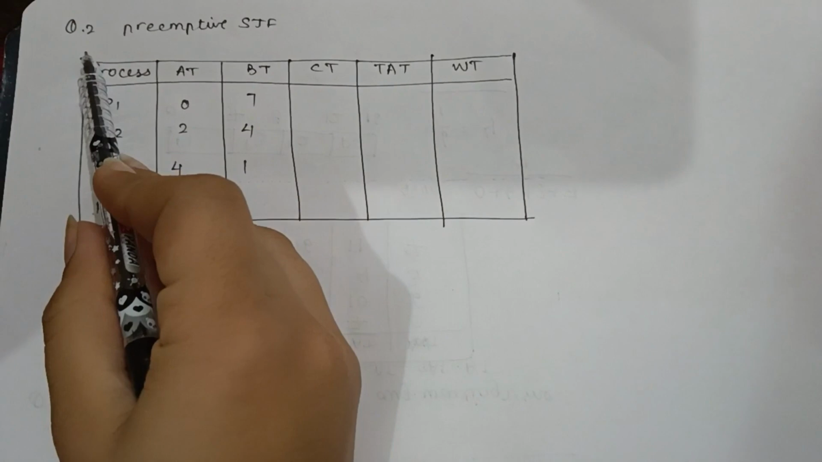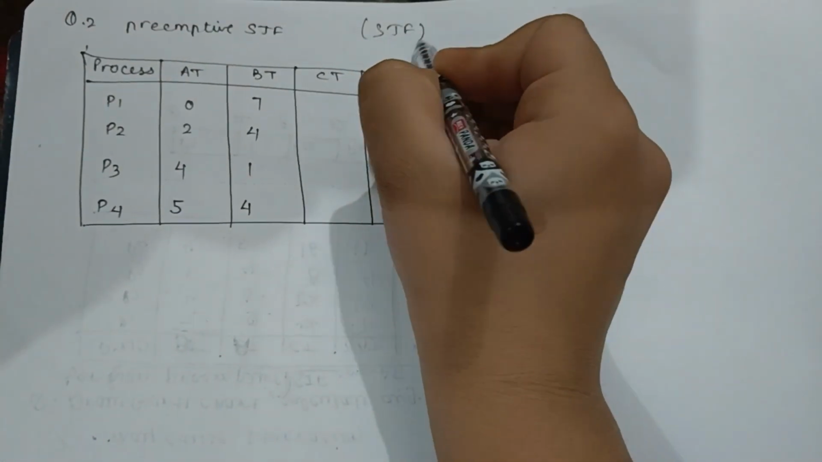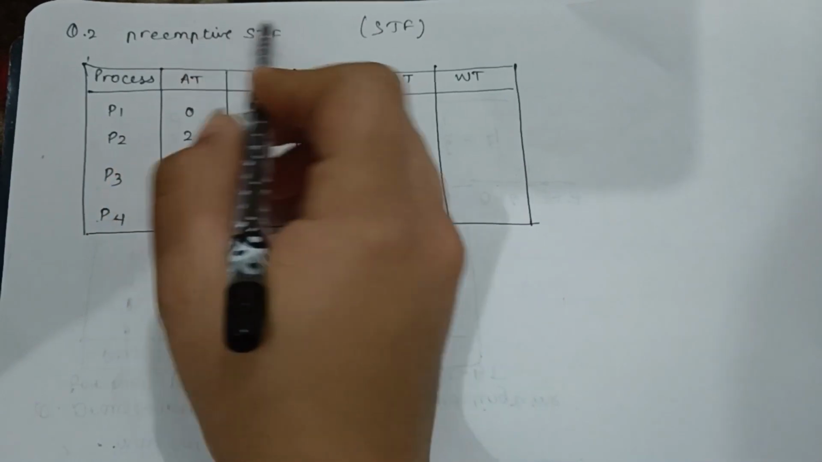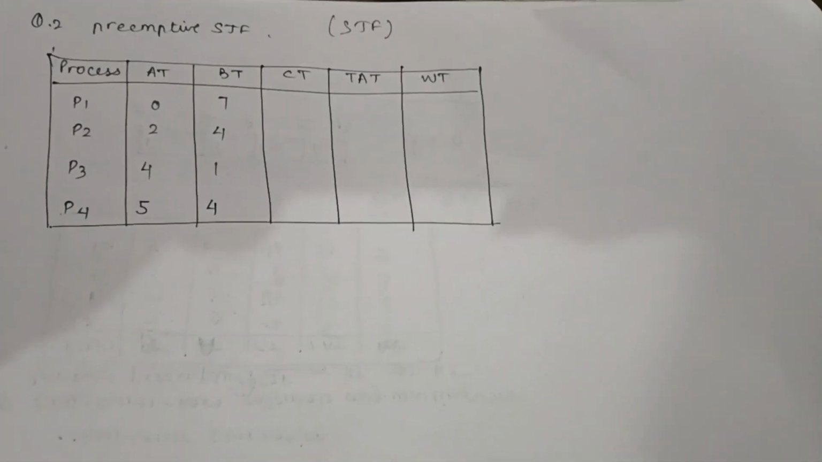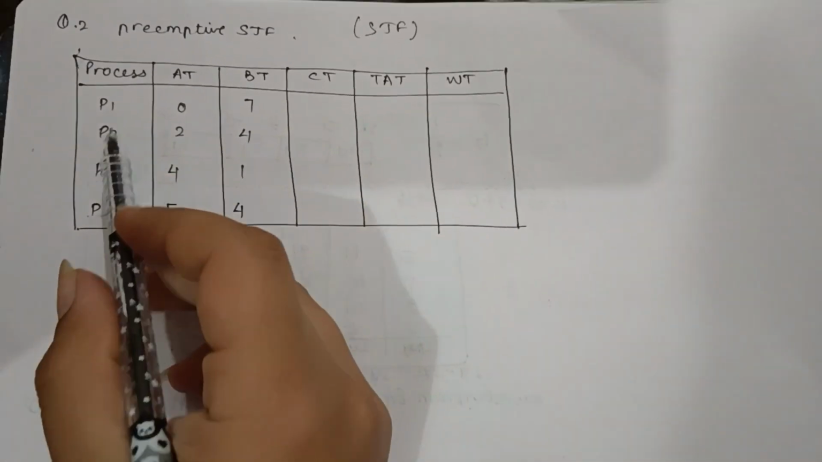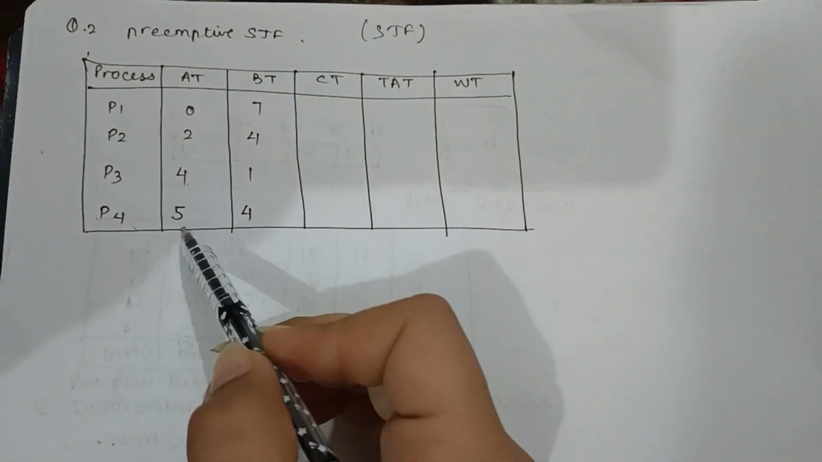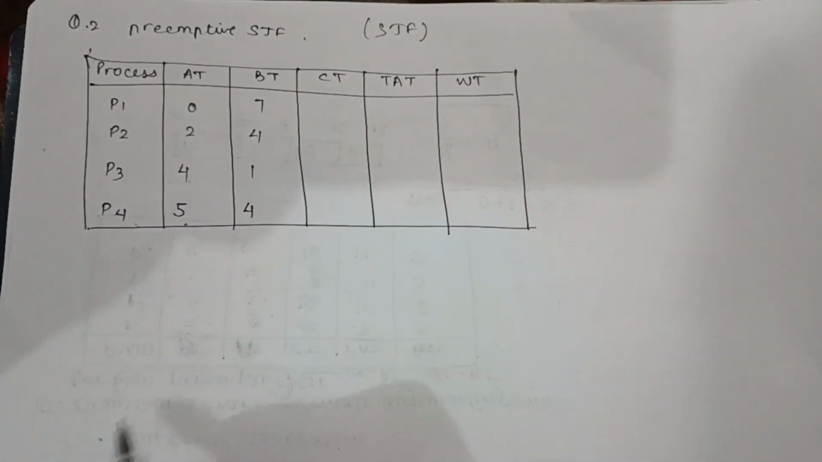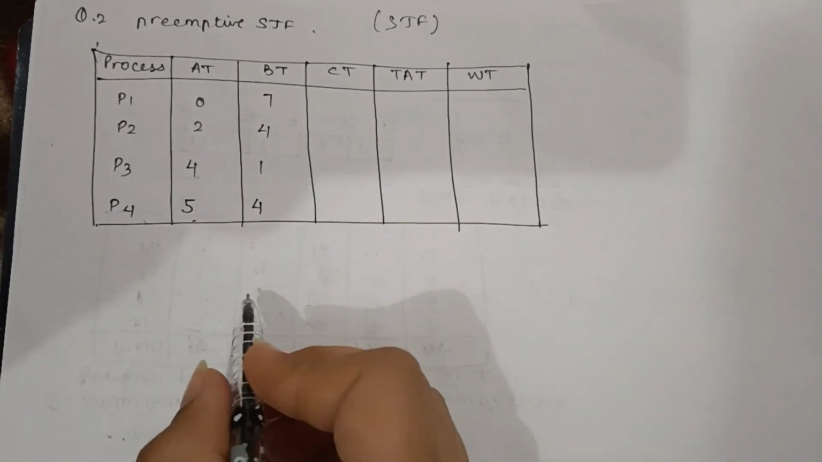Now we have the second question, that's part 2 of the shortest job first algorithm. Here we are discussing the preemptive shortest job first. Preemptive in the sense we can preempt a process. So we would look at an example. For example, we have 4 processes given with arrival times 0, 2, 4, 5 and burst times respectively. We have to calculate waiting time, completion time and turnaround time.